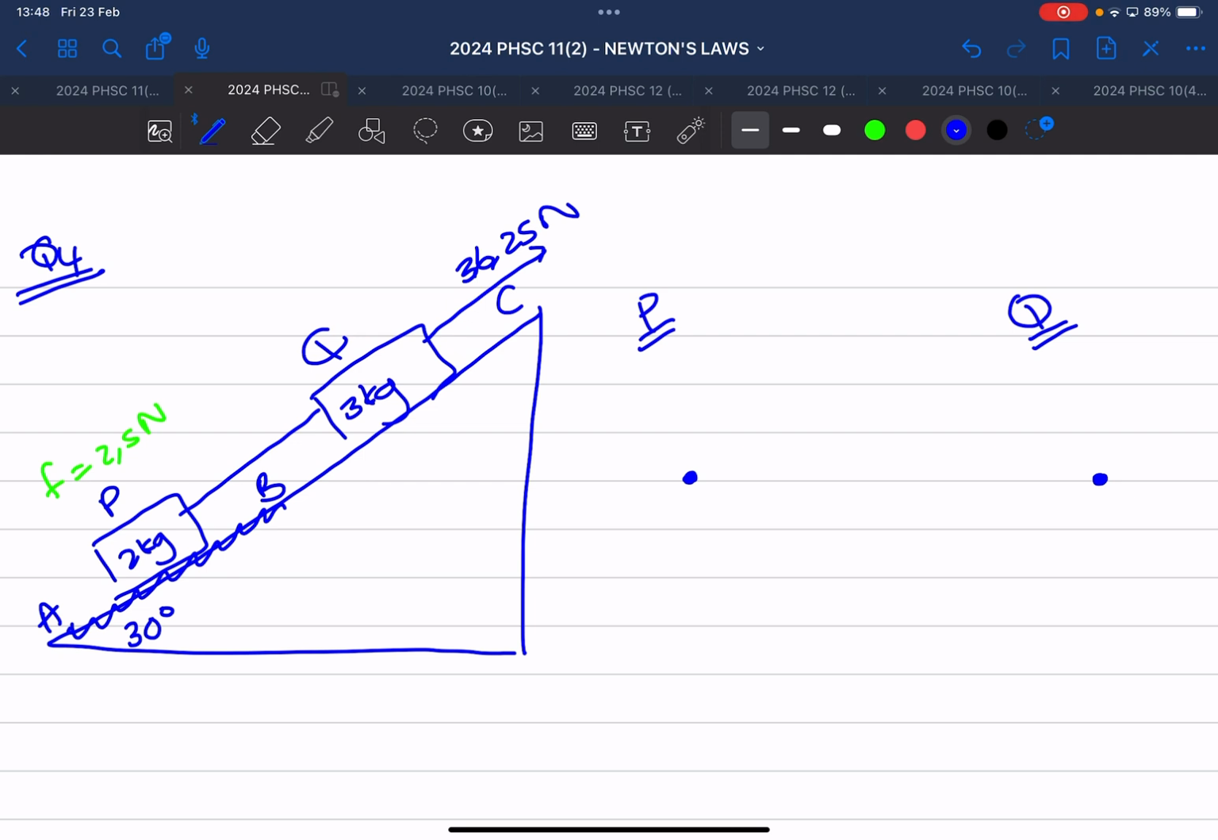Okay. Give me the forces acting on P, please. Okay, they say it's moving up the incline. So it's not static friction. It's kinetic friction. In which direction? Yes?